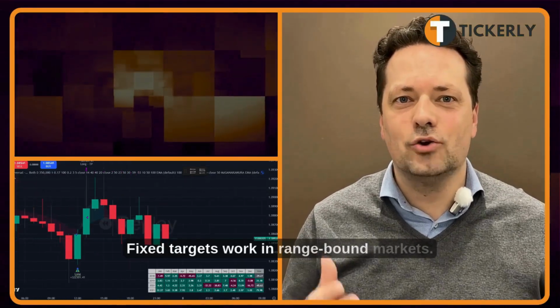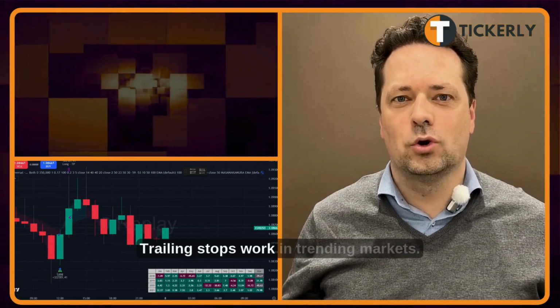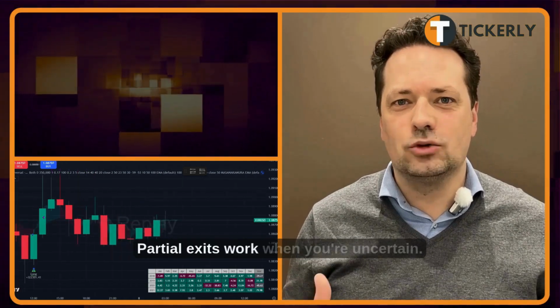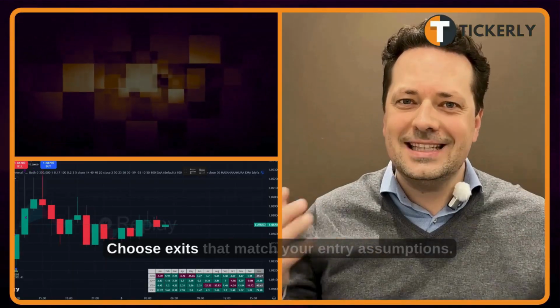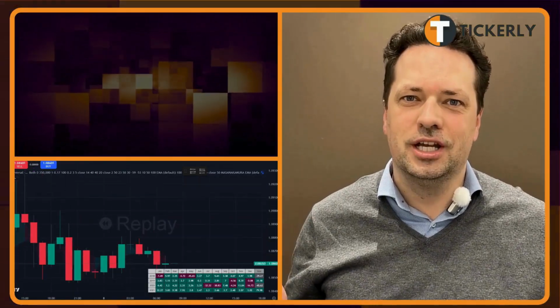The key question is, what market condition is your exit designed for? Fixed targets work in range-bound markets. Trailing stops work in trending markets. Partial exits work when you're uncertain. Choose exits that match your entry assumptions.